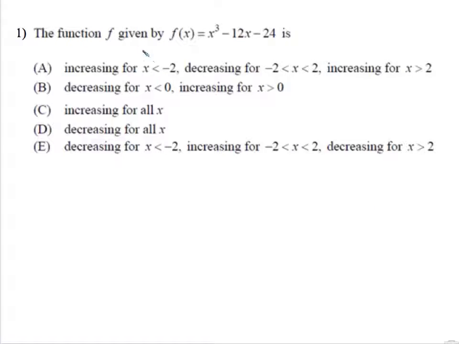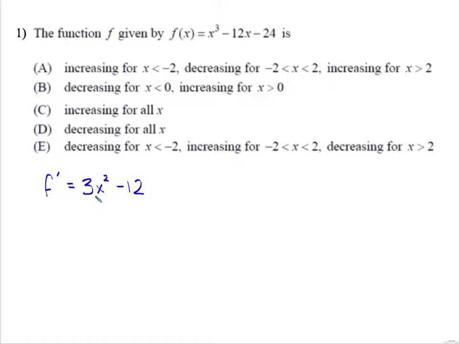All right, so the function f is given by this guy. So look at all of our multiple choice. Increasing and decreasing, that's all it's asking. All it's asking us to do is do f prime, because the definition of increasing is f prime is greater than 0. Definition of decreasing is f prime is less than 0. So let's find f prime. F prime is equal to 3x squared minus 12, and then minus 0, right?